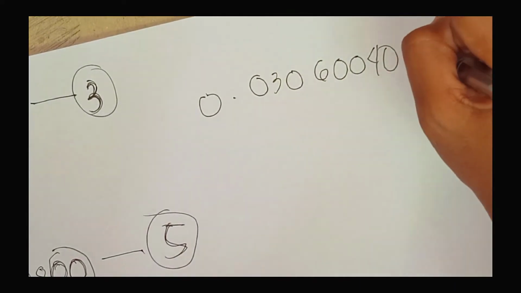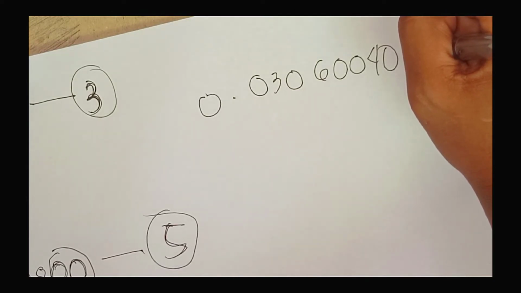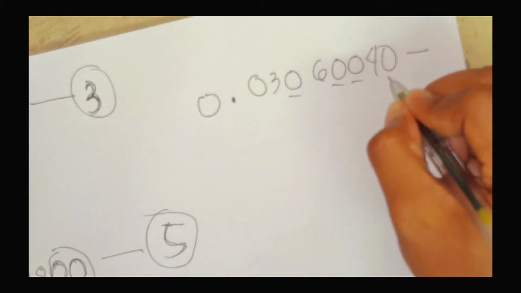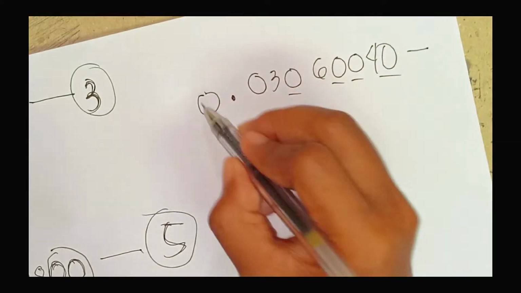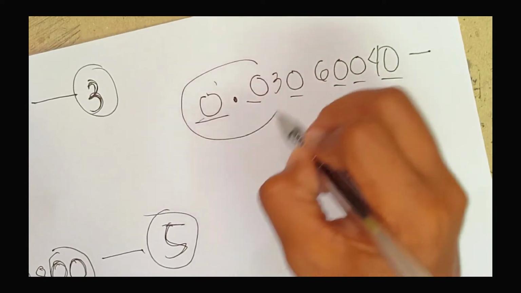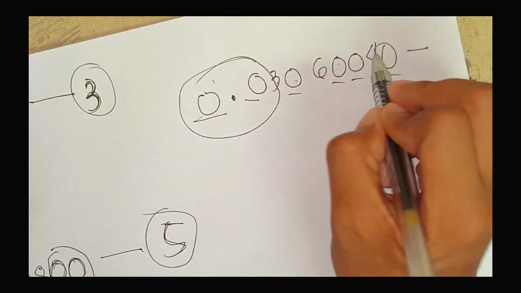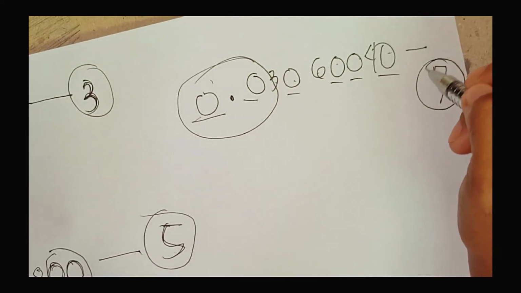0.0306040. Every zero to the right of 3 is counted as significant because we have a decimal point. So all the zeros here are counted. Since we have two leading zeros, we have only 1, 2, 3, 4, 5, 6, 7. We have 7 significant figures.